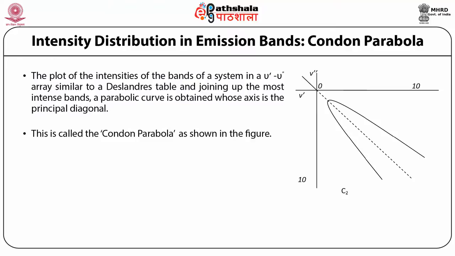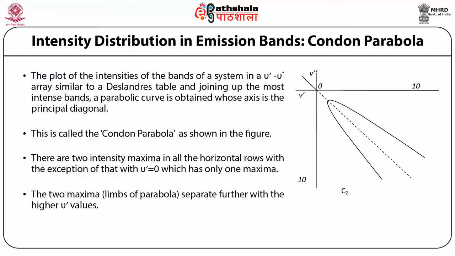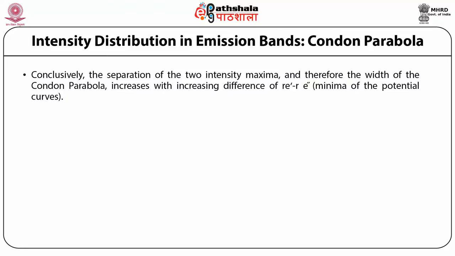There are two intensity maxima in all horizontal rows with the exception of that with ν′ = 0, which has only one maximum. The two maxima, that means the limbs of the parabola, separate further with higher ν′ values. Conclusively, the separation of the two intensity maxima, and therefore the width of the Condon parabola, increases with increasing difference of Re′ minus Re″, that means of the minima of the potential curves.